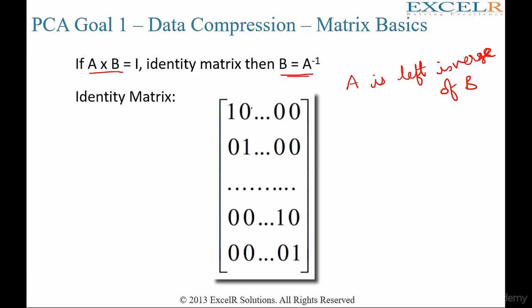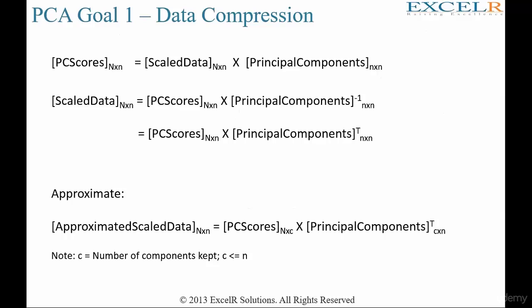The order is very important. If you get A by B, then A is the left inverse of B. It's towards the left side. And B is the right inverse of A. Right? This is how a matrix works. Now I've explained that because I want to explain data compression a little.